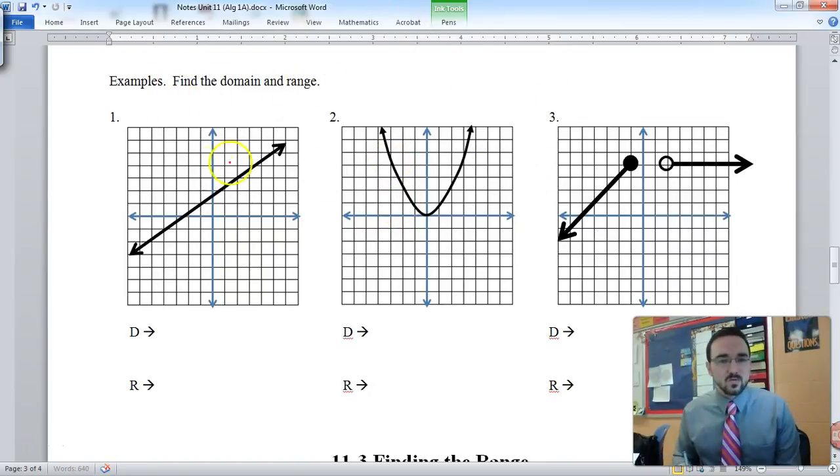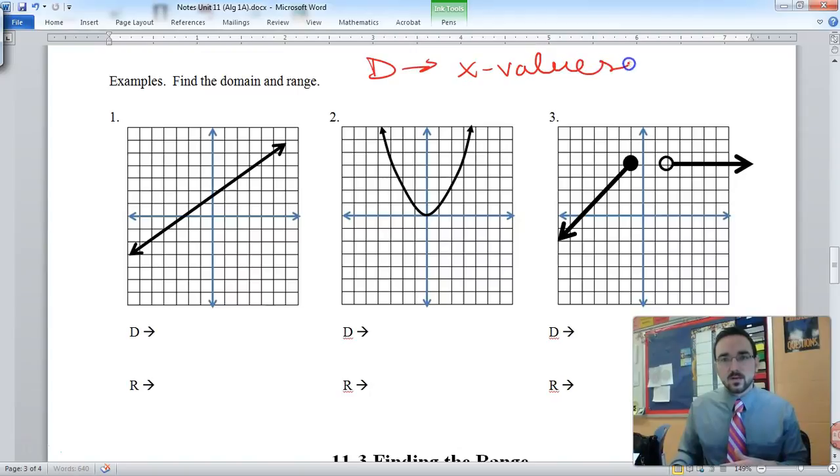So the domain and range of this first graph. Now this is what kind of function? It's a linear function, so it's a line. It extends on forever in both directions. I'm going to try and break this down as easy as I can. So domain, again, are the x values. Our x values extend right and left, so we're looking for the bounds of the highest and the lowest x value that it could possibly reach.